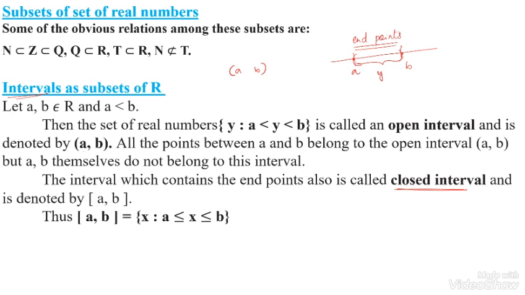The endpoints are not included, that is called the open interval. Usually the closed interval is denoted by the square bracket. Thus, the square bracket [A, B] is equal to the set of X such that A is less than or equal to X less than or equal to B, where the endpoints are included. We have to consider this less than or equal to. Usually, the symbol less than or equal to, greater than or equal to represents the closed intervals, and only the less than and greater than conditions show the open intervals.